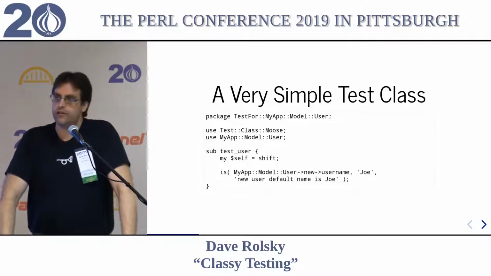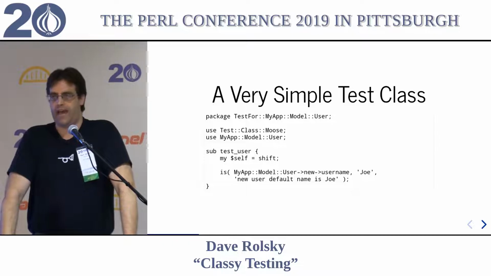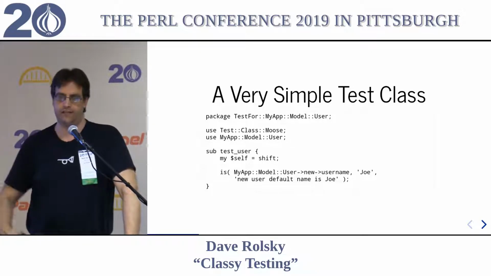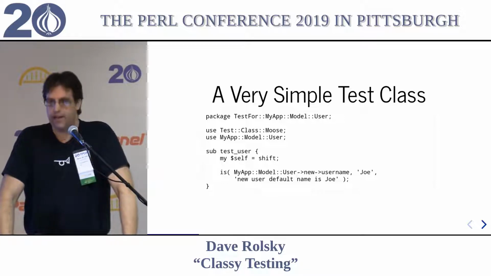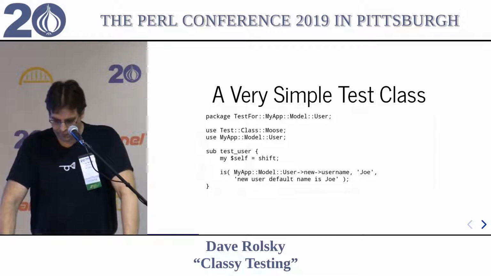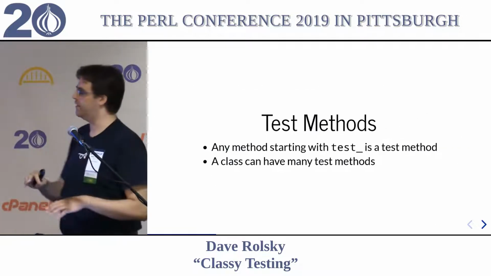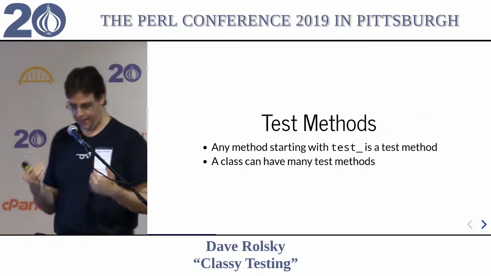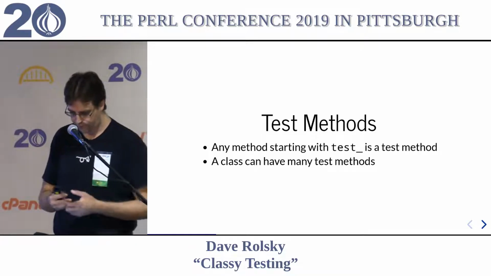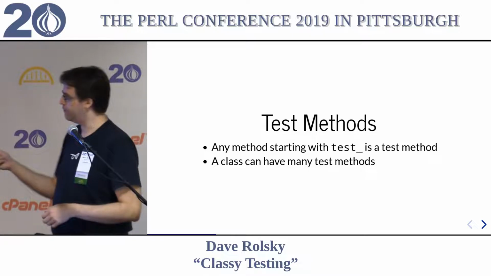So you also get all the Moose helpers, so things like has and with and extends. Again, you're writing your test classes just like anything else with Moose. And you also get strict and warnings, just like Moose. So any method that starts with test_ is a test method. And a class can have many such test methods. And it's pretty straightforward.